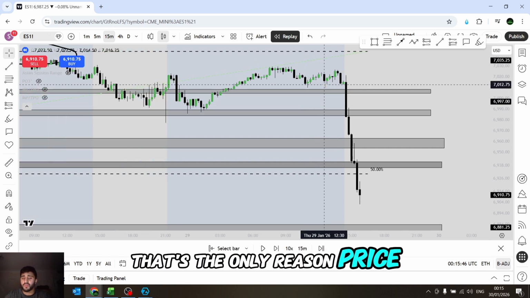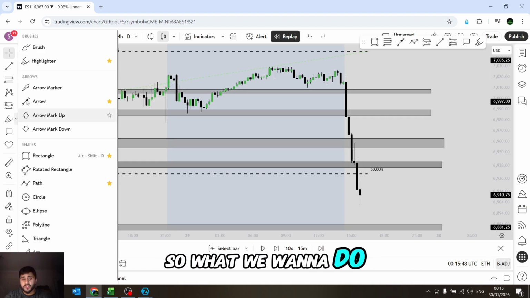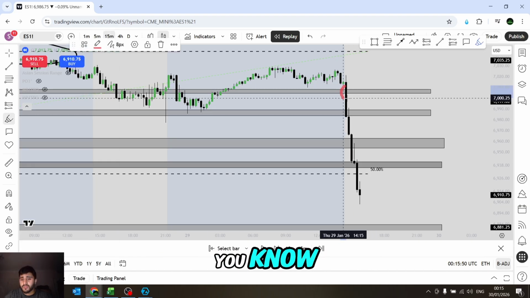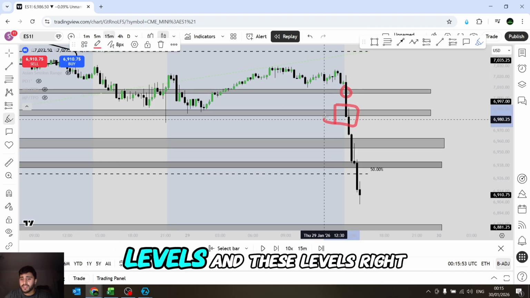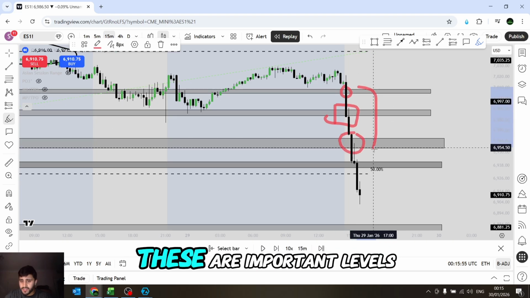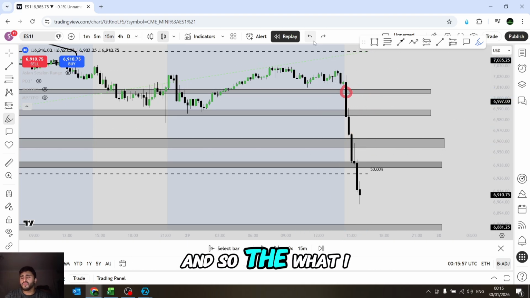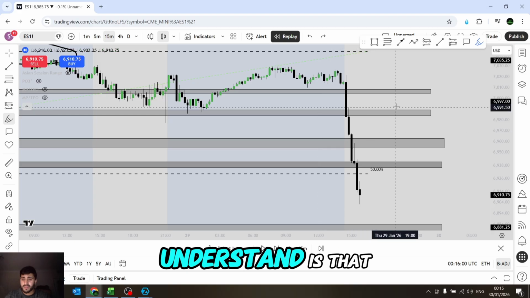That's the only reason price actually moved down. So what we want to do is focus on how I find these areas, and especially these levels and these levels, right? These are important levels.